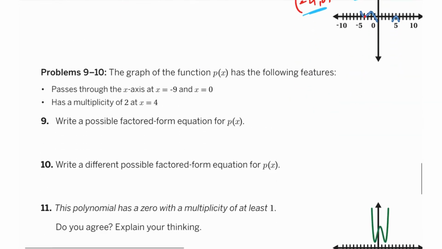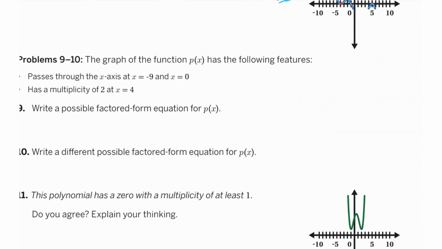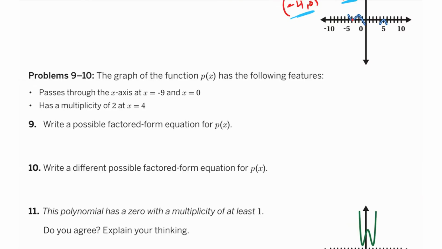Problem 9 through 10, the graph of the function p of x has the following features. It passes through the x-axis at -9 and 0. So -9 and 0, those are my two x-intercepts, and has a multiplicity of 2 at x equals 4. So again, at 4, 0, I have a multiplicity of, sorry, it has a multiplicity of 2, my fault.